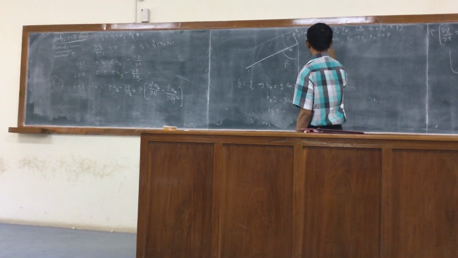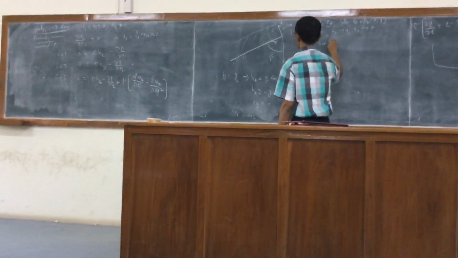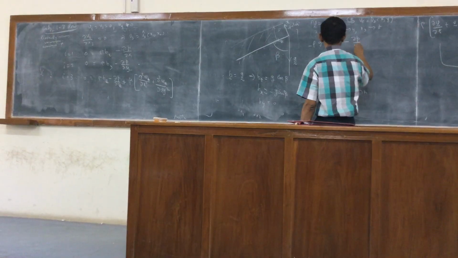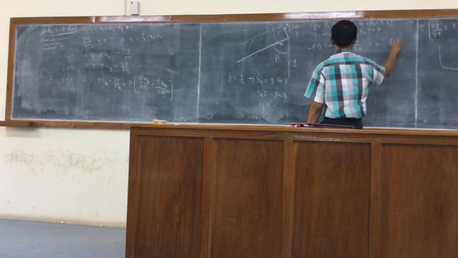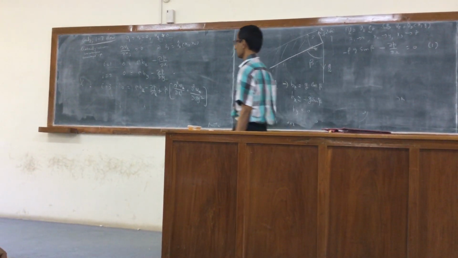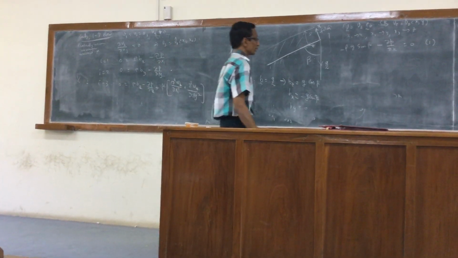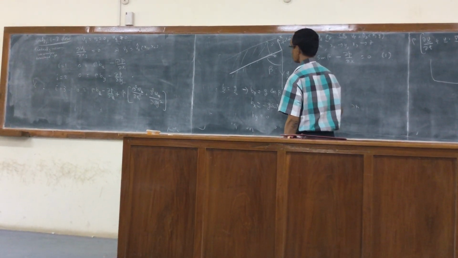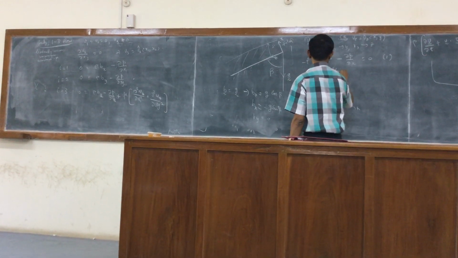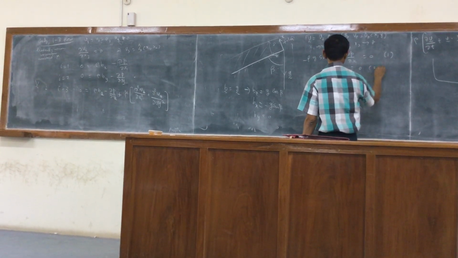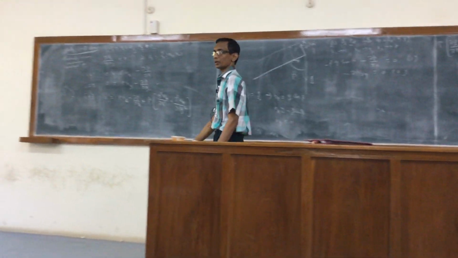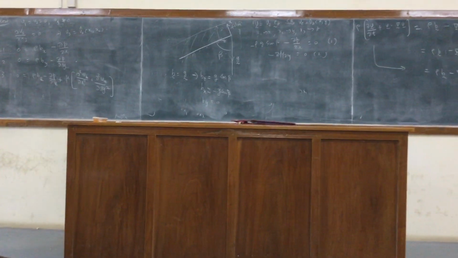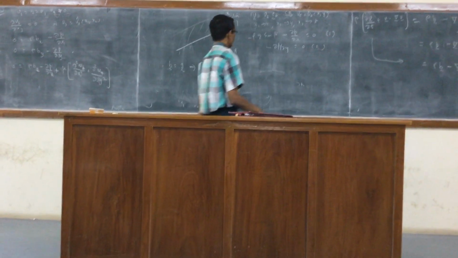rho g sin beta minus dP/dx is equal to 0. That is the first equation. The second equation is that the y component gives minus dP/dy is equal to 0. That means the pressure is independent of y. No variation of pressure in the y direction.